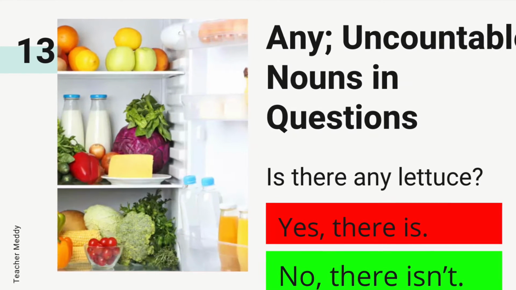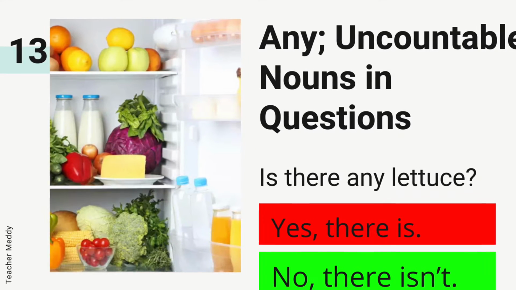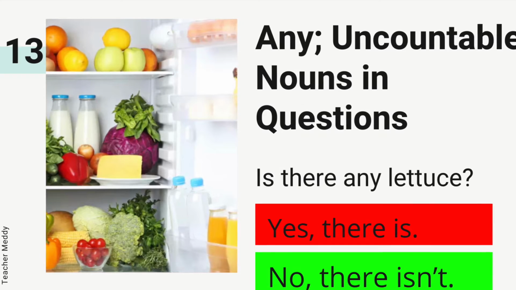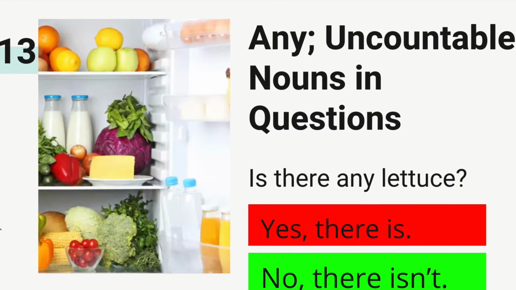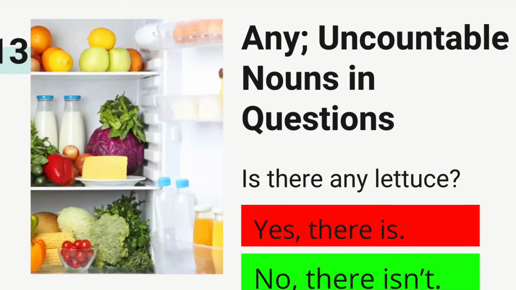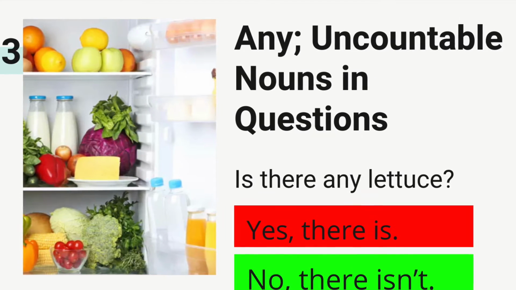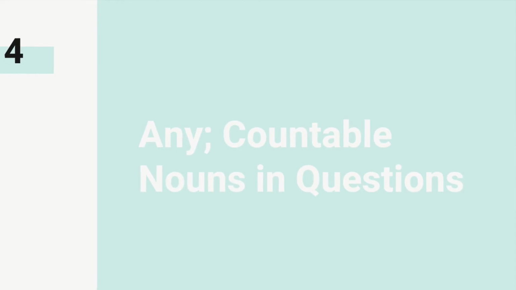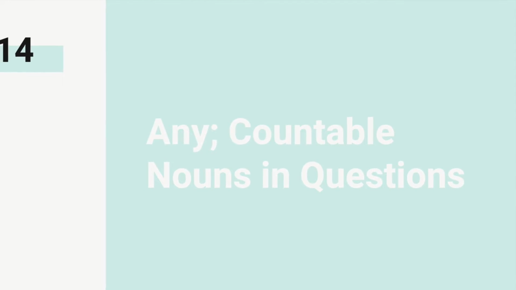Very good. So remember, kids, when you encounter, bila jumpa soalan is there any lettuce, start with is, remember, the answer must also have is. Ingat, jawapan dia mesti ada is. If yes, yes, there is. No, no, there isn't. Okay, good. Okay, kids, now let's look at the next session, which is countable nouns in questions.